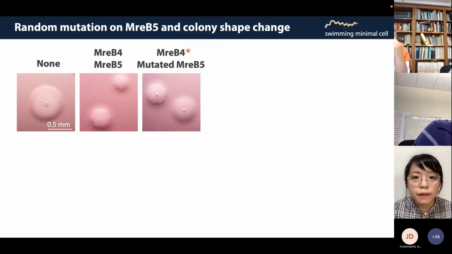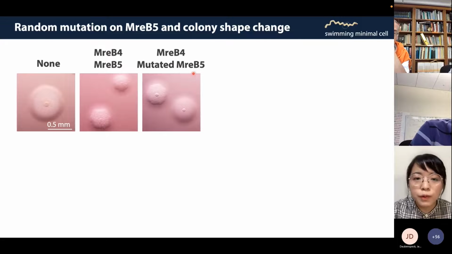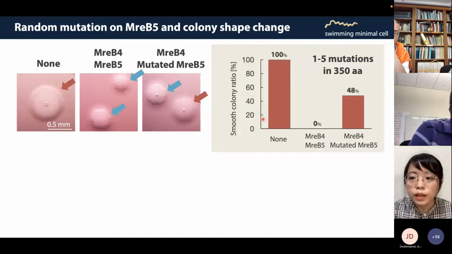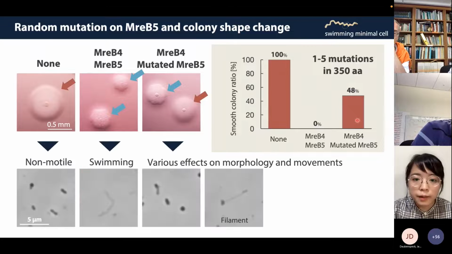And Sin3b, which has MRAB4 and randomly mutated MRAB5, shows both types of colony shape, motile type and non-motile type. And half of the colonies showed the non-motile type this time. We picked up non-motile type colonies, and various effects on morphology and movements were observed. For example, similar to the original Sin3b and the filament cell shape, but no movements.